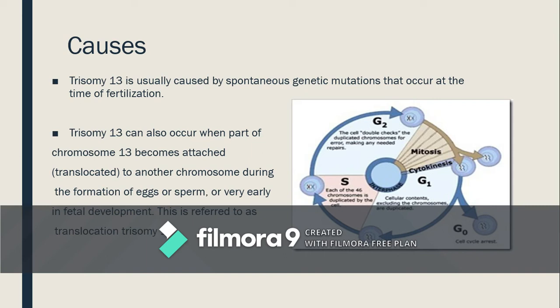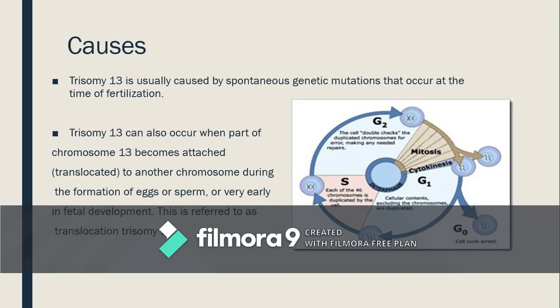Trisomy 13 can also occur when part of chromosome 13 becomes attached or translocated to another chromosome during formation of eggs or sperm or very early in fetal development. This is referred to as translocation trisomy 13. People with this type of trisomy 13 have the normal two copies of chromosome 13 plus an extra copy of chromosome 13 that is attached to another chromosome.